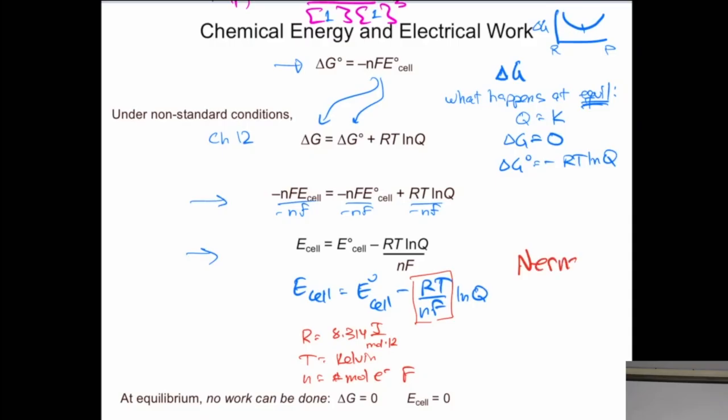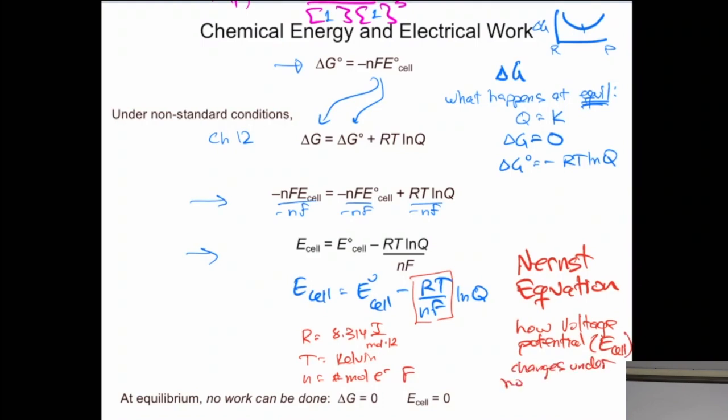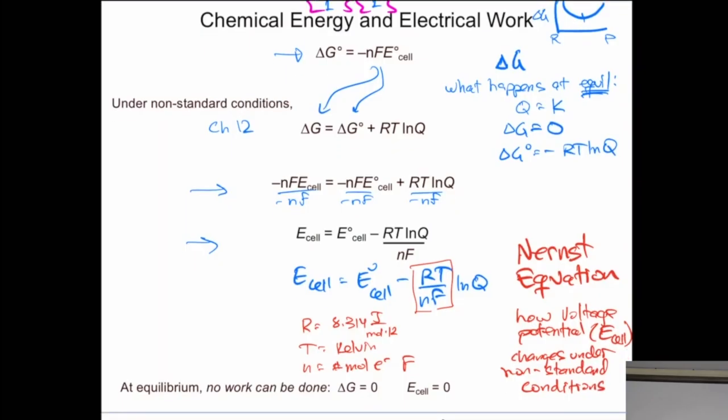This, by the way, is the Nernst equation. It helps us to understand how the voltage potential changes under non-standard conditions. I mean, that's what E of the cell is, right? How the voltage potential changes under non-standard conditions.